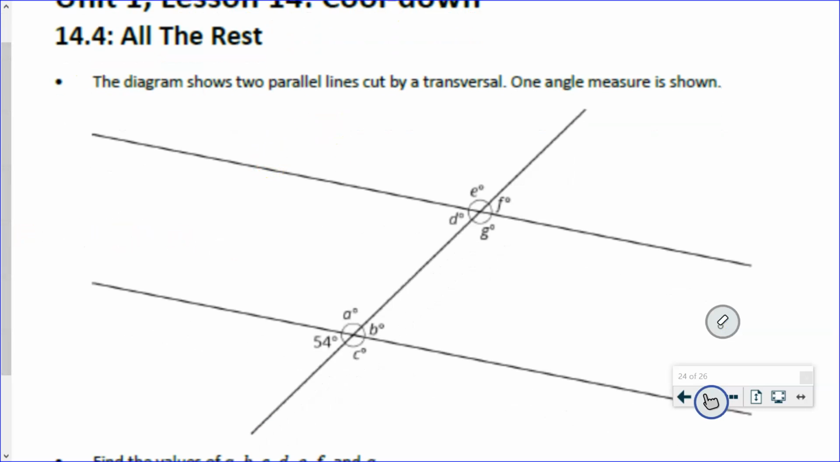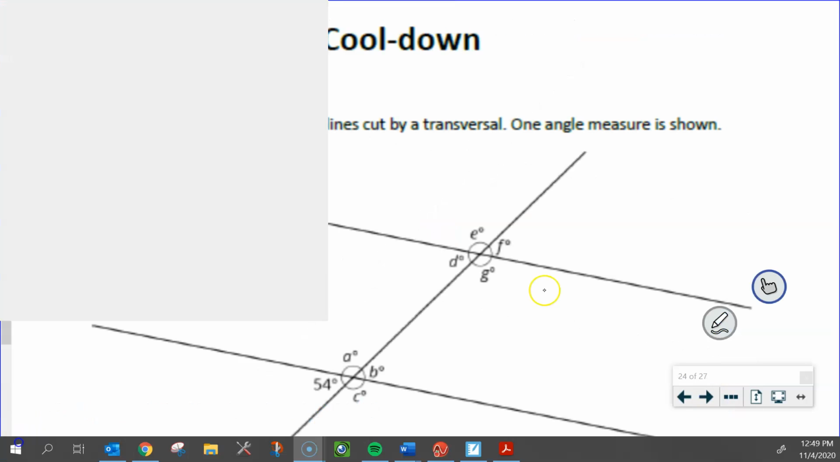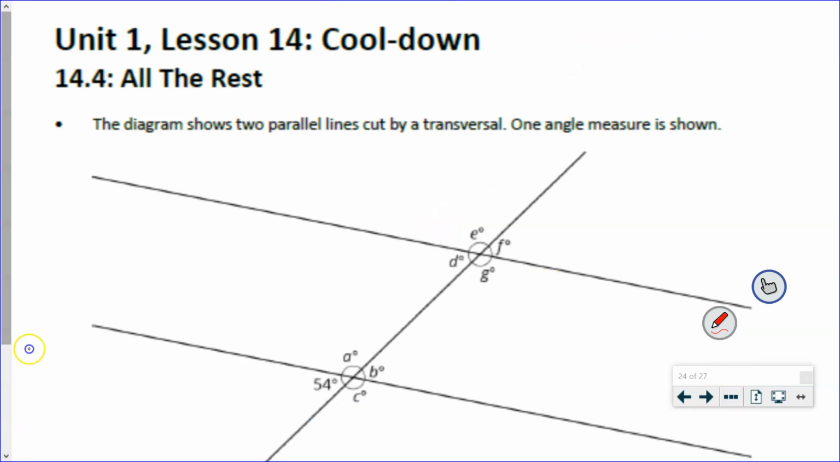Here are parallel lines that are cut by a transversal, and only one angle is shown. This angle here, 54 degrees. Online learners, pause the video long enough to answer each one of these questions. Find the measures of A, B, C, D, E, F, and G. Pause the video now. All right, what we should be seeing here is 54 degrees.